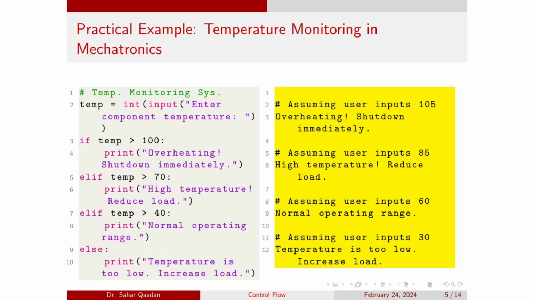This one is more realistic for protecting equipment. We read component temperature and classify it. Above 100, overheating, shut down immediately. Above 70, high temperature, reduce load. Above 40, normal operating range. Else, temperature too low, increase load. Notice, the messages are actions, not only descriptions. That's the goal in engineering: detect state and respond. Thresholds 100, 70, 40 are design choices. In real projects, they come from datasheets, experiments, and safety rules.